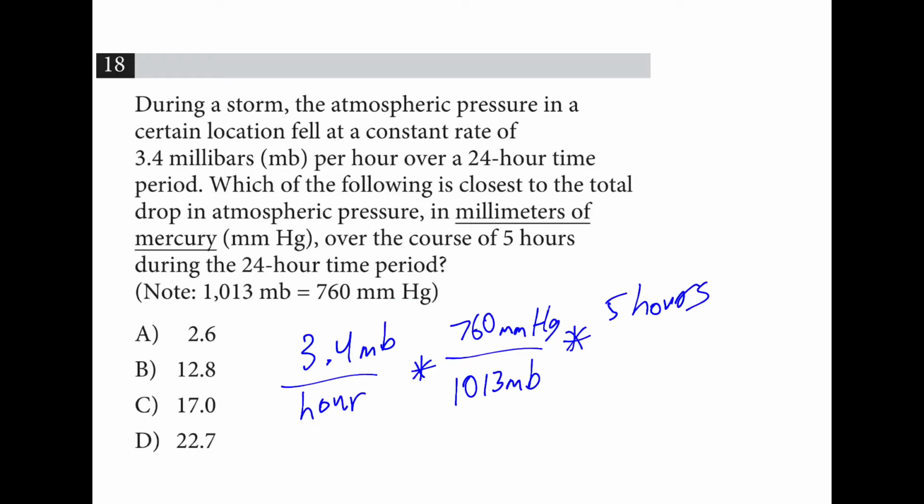So if I multiply millibars per hour times millimeters of mercury per millibar, those cancel out, and I multiply this by 5 hours. My unit is millimeters of mercury. This gives me 12.75, which is closest to B.